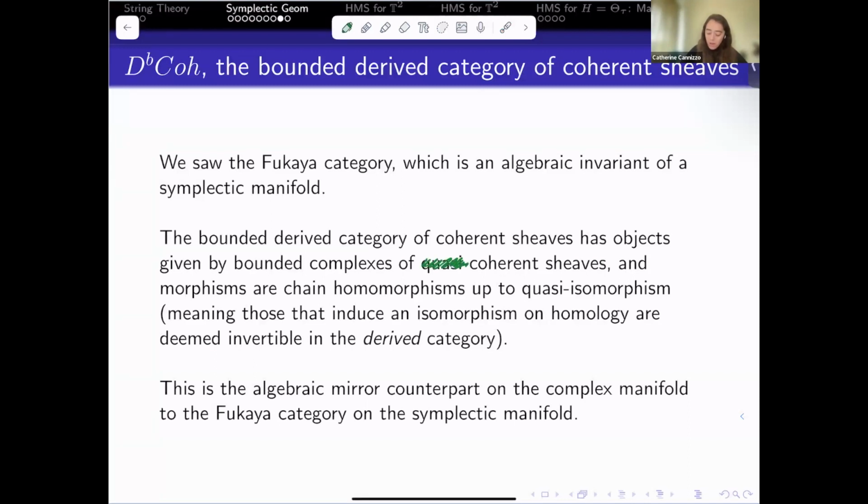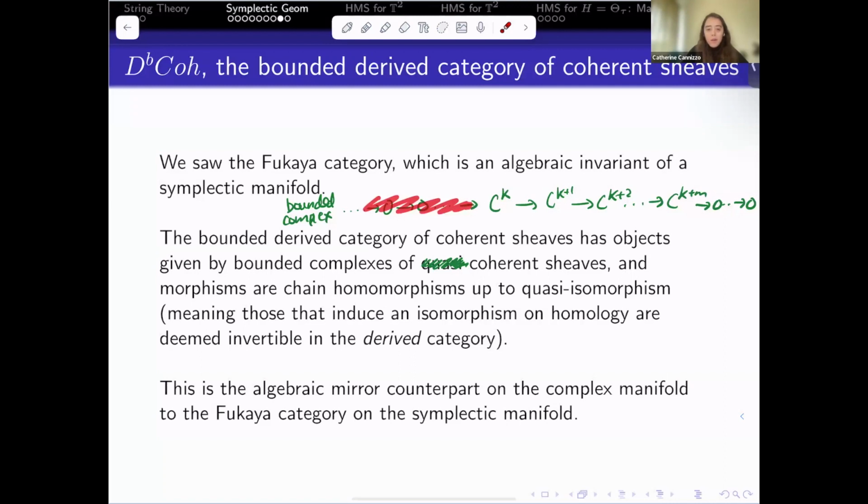coherent sheaves. What this means is, bounded complex means that almost everywhere it's going to be 0. So we have these complexes, and then at some point we have something non-zero, maybe up to k plus m, and then it's 0. So this is a bounded complex. Sometimes you'll see the words bounded above or bounded below. Bounded above would be if it's 0 at some point above, bounded below would be 0 at some point below.